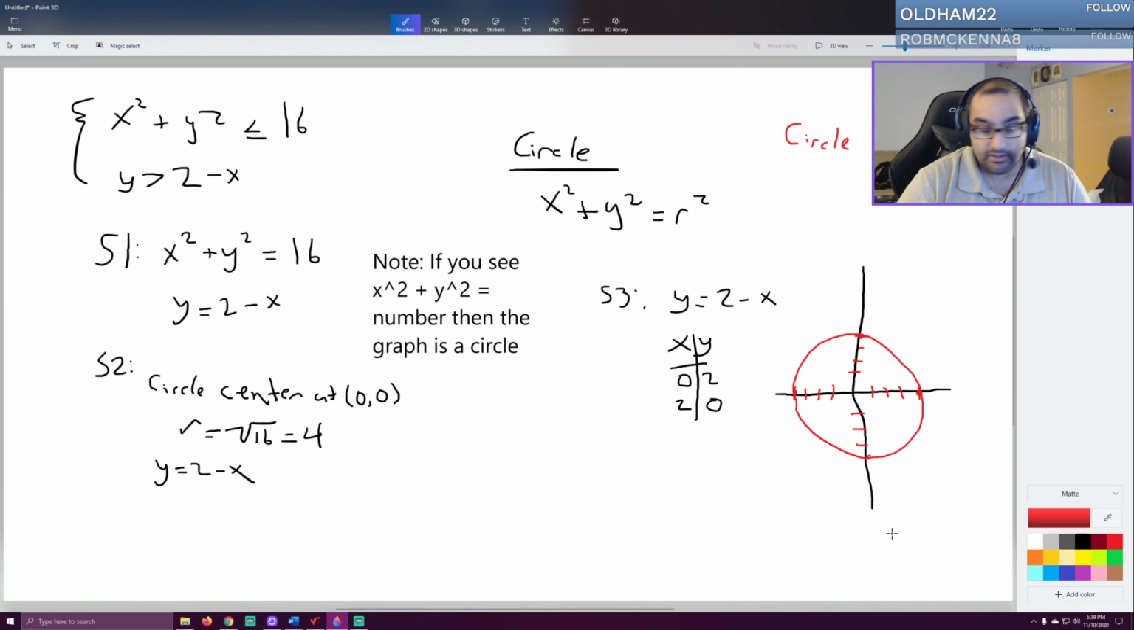Now, the next part is y equals 2 minus x. Let's answer that question: what type of line is this? Is that a solid line or is that a dotted line?